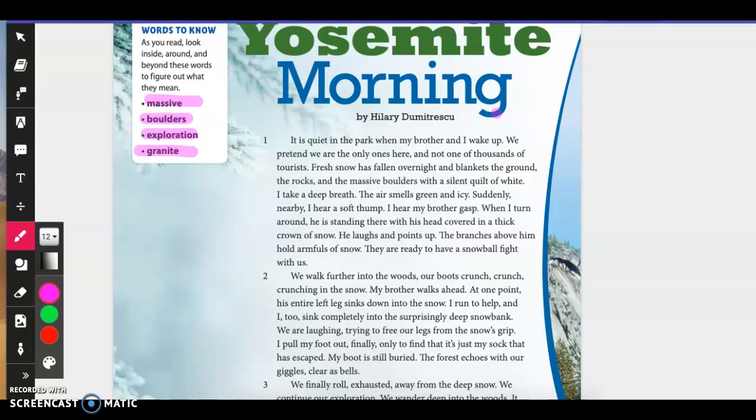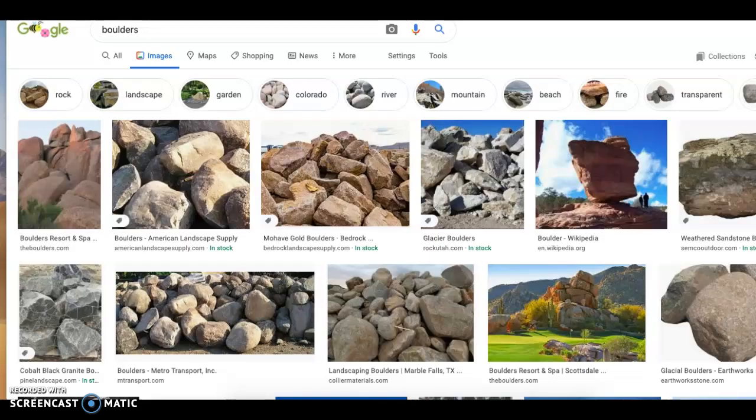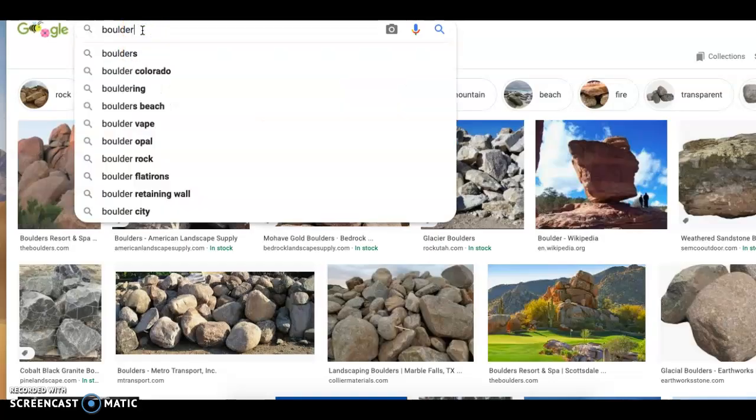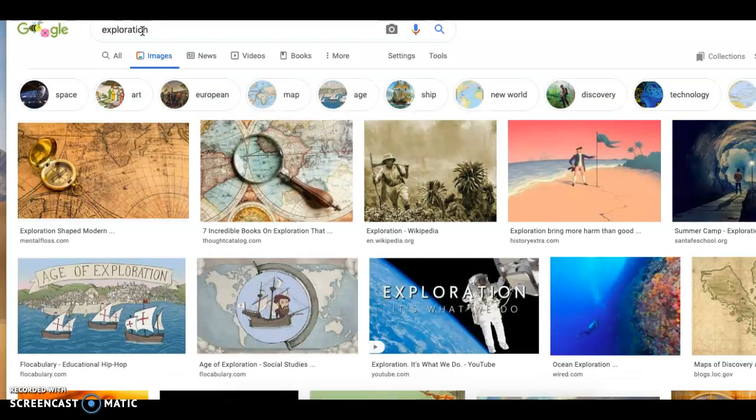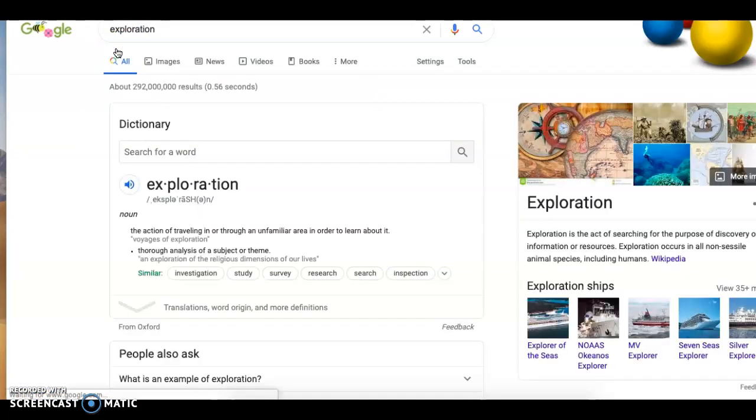One of the next words is exploration. So let's go back to the dictionary. Exploration. Whoops. Still on images. Exploration is the act of traveling through an unfamiliar area. So when you explore something, you are finding new things.